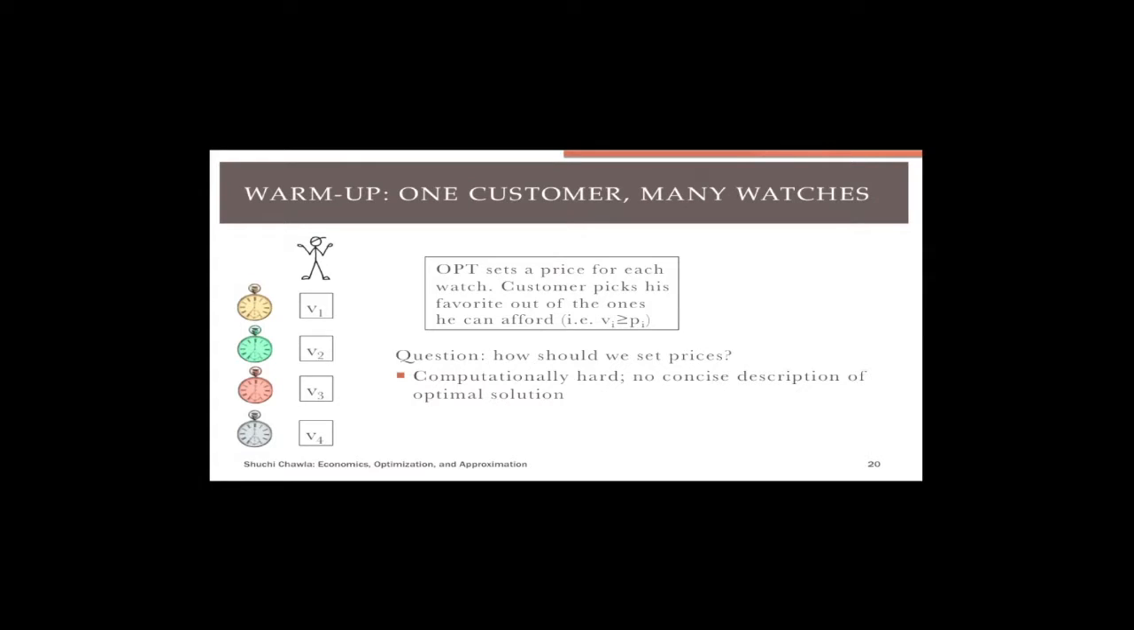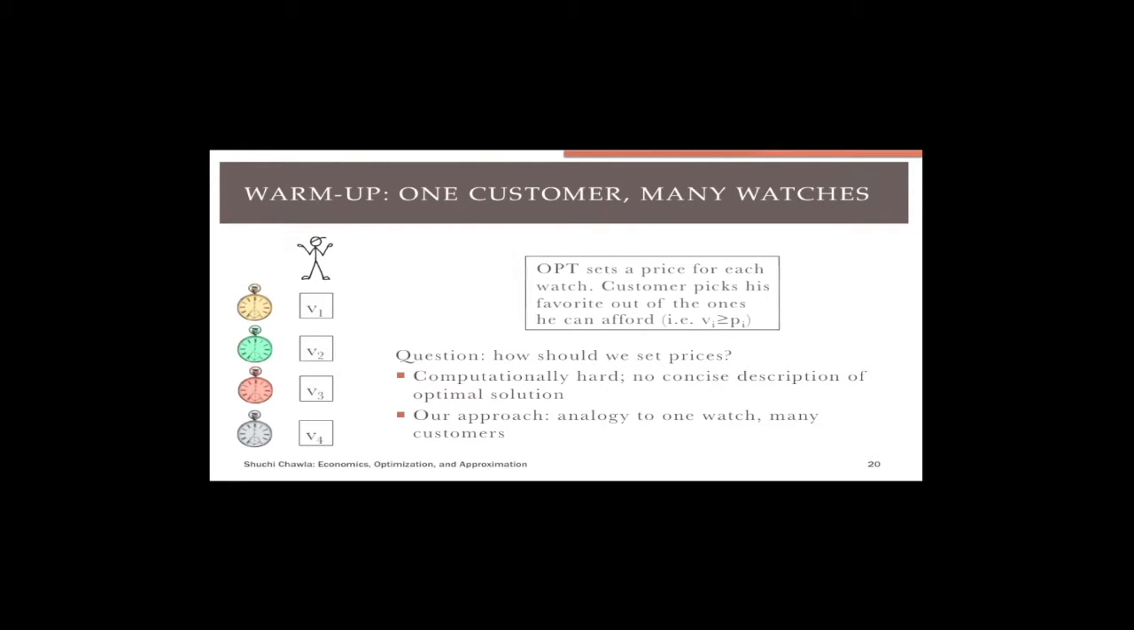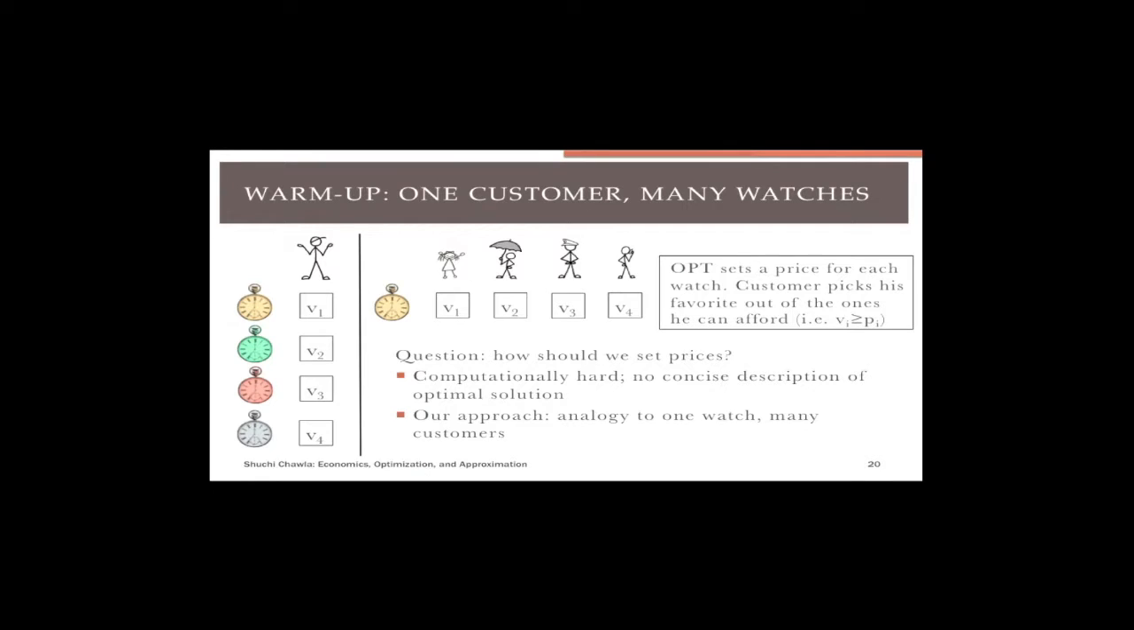Okay. Now, again, this mechanism is a simple enough mechanism, but we don't understand the behavior of the optimal solution at all. Computing the optimal set of prices is computationally hard, and there's no good way, no formula for describing what these prices should be. No concise way of describing what these should be, okay? So again, we want to come up with a simple approach or a simple solution that is nevertheless close to optimal. And we're going to do that by analogy to the setting that I just described, namely where you just have one watch and you have many people interested in this watch, okay?